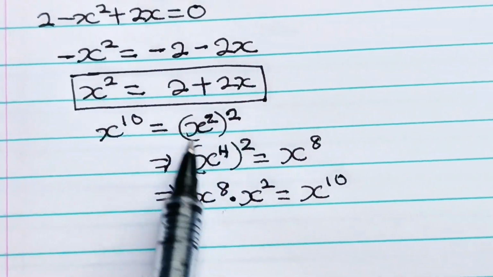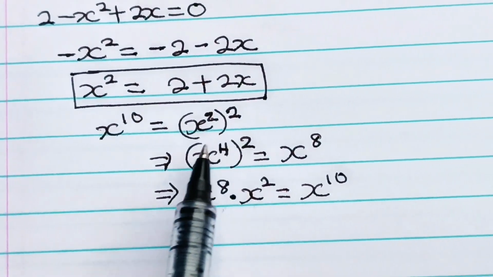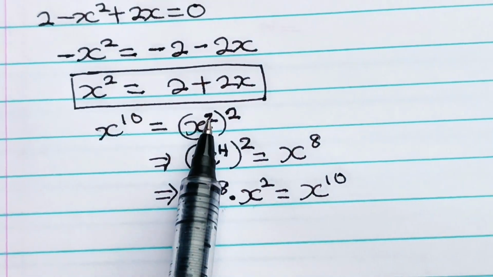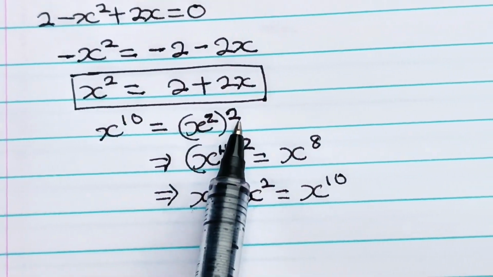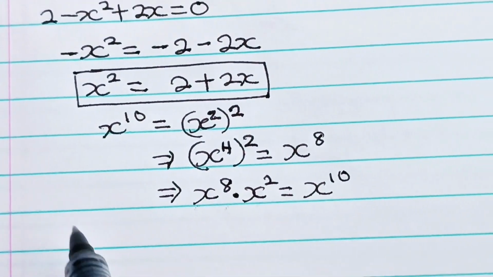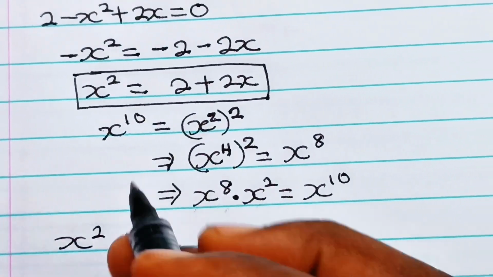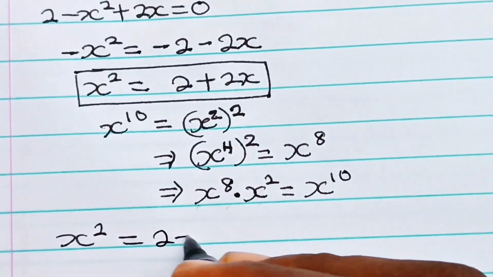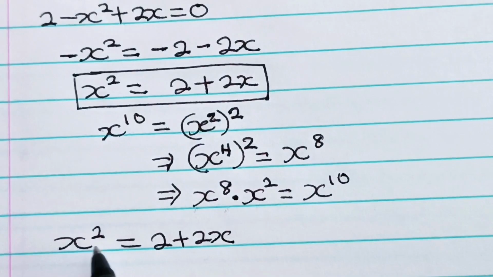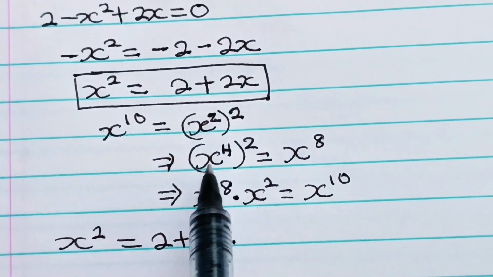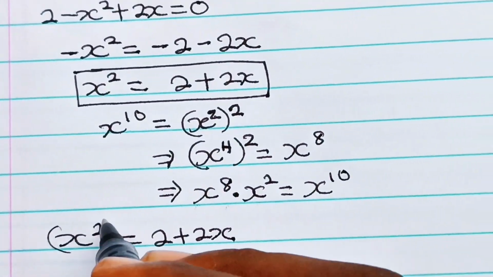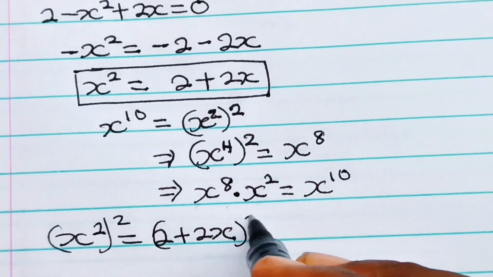The next step is to get x to the power of 4. And to get x to the power of 4, we need to raise this x to the power of 2 to the power of 2. All right. So we have that x squared is equal to 2 plus 2x. Now we are going to square both sides so that we get x to the power of 4. So this place squared and this place squared.